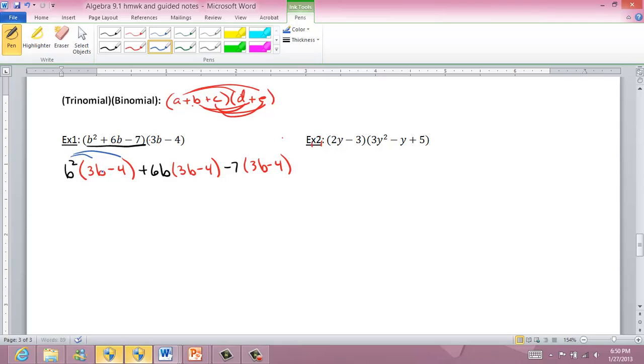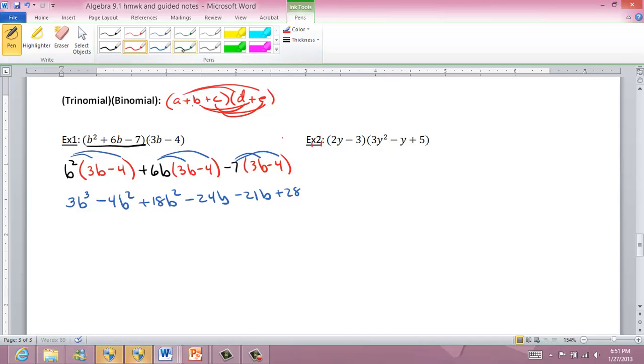So b squared times 3b, 3b to the third. Remember, we add the exponents. b to the second times negative 4 is minus 4b squared. 6b times 3b is going to be 18b squared. 6b times negative 4, negative 24b. Negative 7 times 3b is negative 21b. And negative 7 times negative 4 is positive 28.